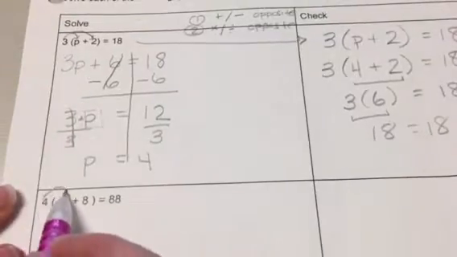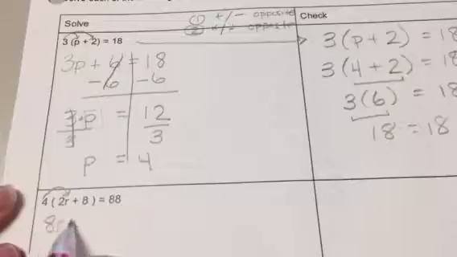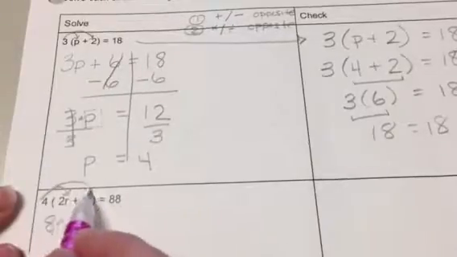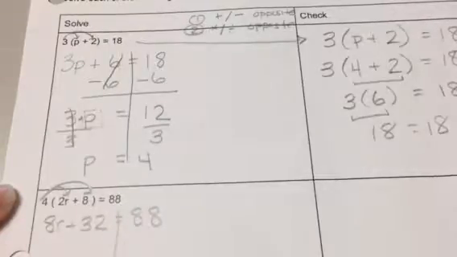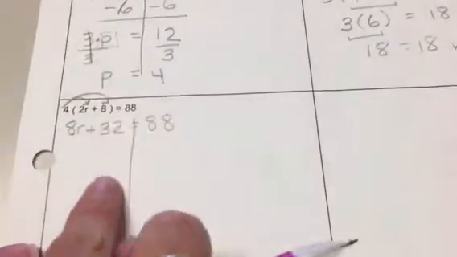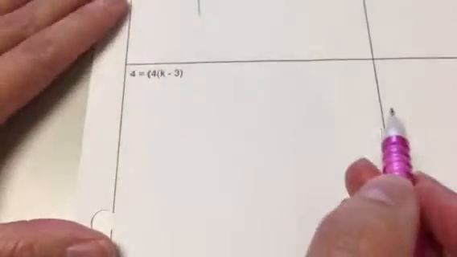Remember, you're going to do 4 times 2r, which equals 8r, plus 4 times 8, which is 32, all equal to 88. And then you're going to solve. After you solve and get your answer, you're going to check it. Go to the next one. Just ignore that little parentheses there.